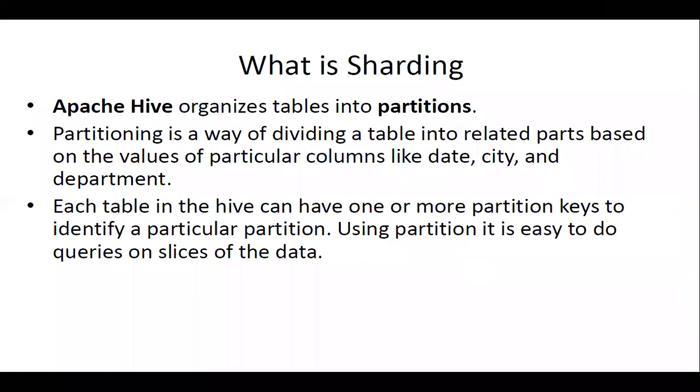Apache Hive organizes tables into partitions, and partitioning is the way of dividing a table into related parts based on the values of a particular column, like date, city and department. Maybe in the previous example you have seen, we took one particular column and divided the table in a horizontal way, right? So this is one way you can do the partitioning. Based on your table column values, you can take any particular column or more than one column, and you can apply different strategies to divide your table.